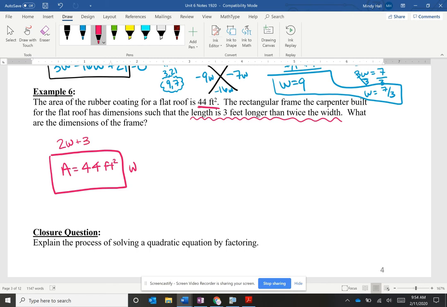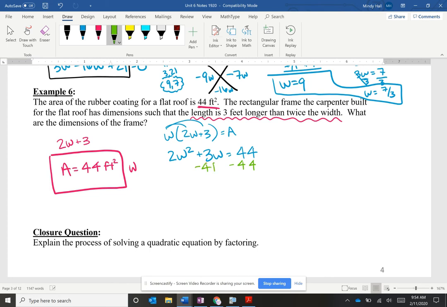And so for this area, this is where you have to apply what you know. Area is multiplying your length and your width. And so in this case, we would have w times 2w plus 3. And when you distribute, that would be 2w squared plus 3w. Now we know what that value is because this would be area, and our area is 44. And so now we're just solving stuff that we've already been doing in a different way.